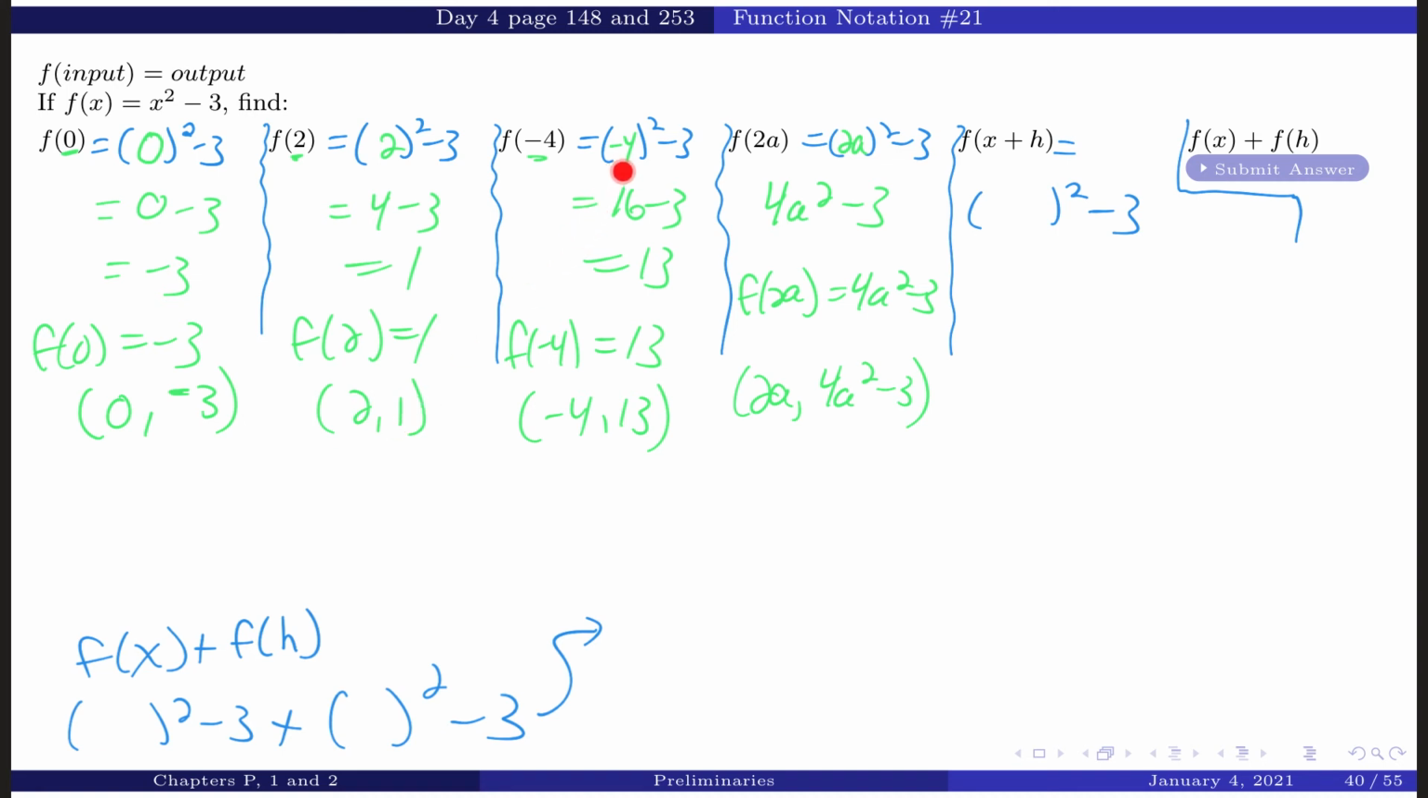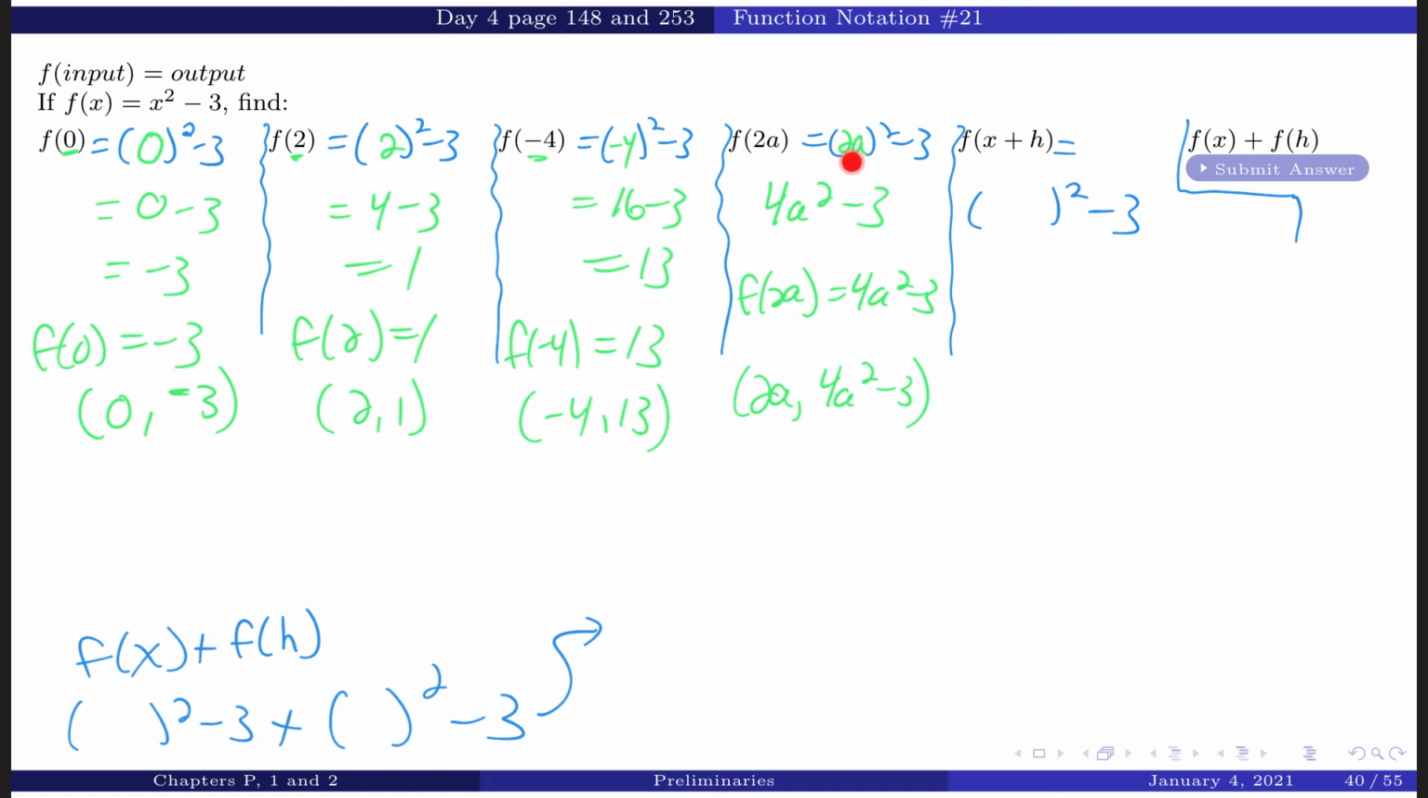When you're plugging in or substituting negatives, please make sure you have the parentheses. That's important. -4 quantity squared is a positive 16. If you don't remember the parentheses, then you'll have the opposite of 4 squared, which would give you a -16, and that's not correct. So (-4) squared is 16. 16 minus 3 is 13. F of -4 is 13, or an input of -4 produces an output of 13.